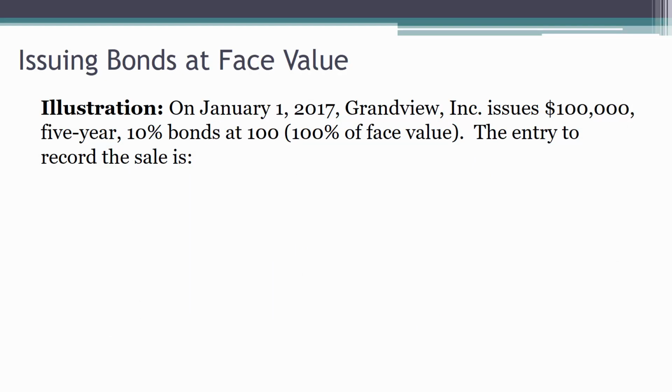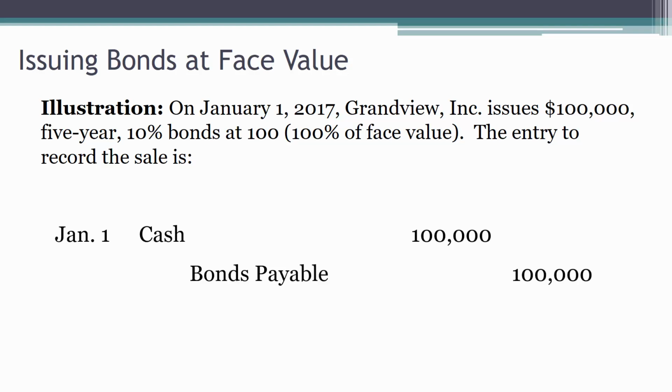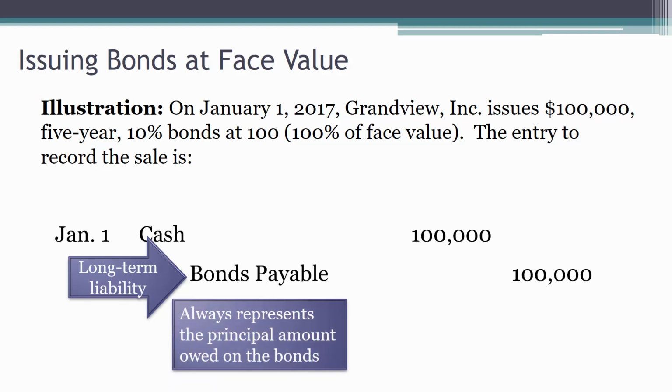So now let's look at example journal entries. On January 1, Grandview issues 100,000 5-year 10% bonds at 100, which tells us it was issued at face value. So our entry to record the sale is a debit to cash and a credit to bonds payable. And our bonds payable account is a long-term liability account because it's a 5-year bond. And the bonds payable account always represents the principal amount that is owed on the bonds. And since it's just now been issued, the whole $100,000 is owed on that bond.